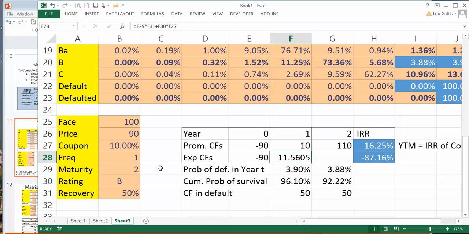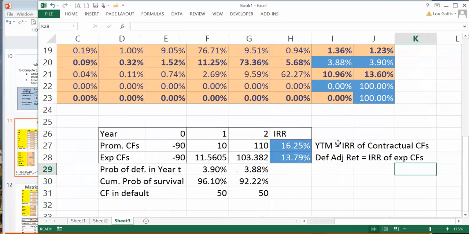If I then copy that formula over, in year 2, there's a 3.88% chance it defaults in year 2 and I get 50, and a 92% cumulative probability that it's survived both year 1 and year 2, and I get my contractual cash flow of 110. Now we have an IRR of expected cash flows. This is the default adjusted return, which is the IRR of expected cash flows.